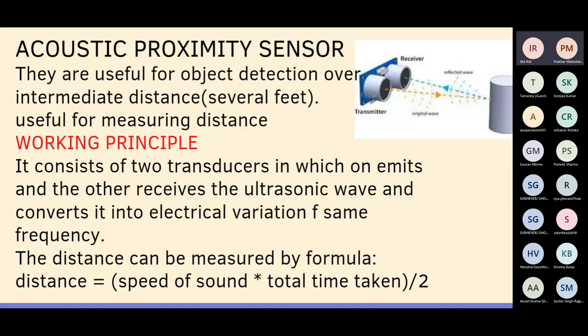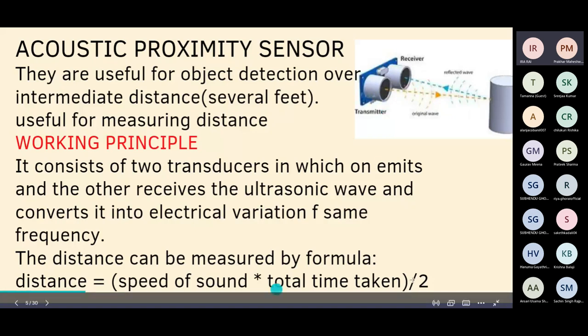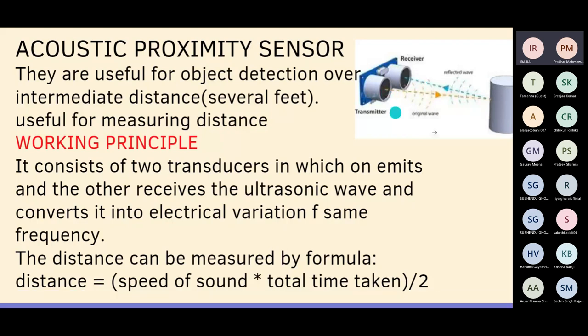And they're also useful for measuring distance, because it can calculate the total time taken, and the distance can be calculated by this particular formula, that is speed of sound times total time taken divided by 2, because the pulse goes and comes back. So the distance is 2 times. Also, the working principle is quite simple. It consists of 2 transducers, in which one emits and the other receives the ultrasonic wave and converts it into electrical variation of some frequency.